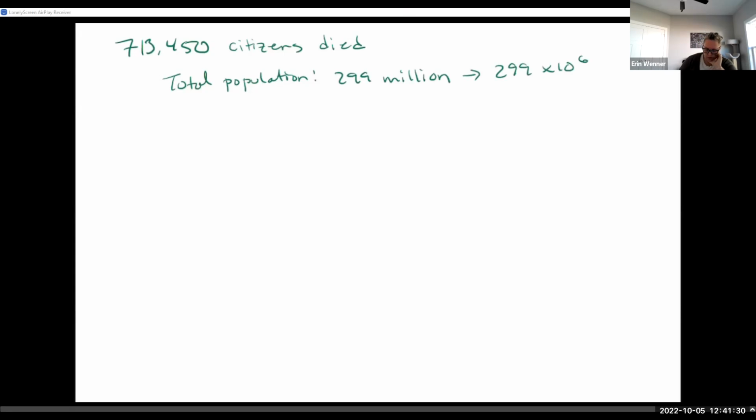So, first of all, we want to take the number of citizens. We want to divide it by the total number of people. And this is going to give us our rate of death per person.